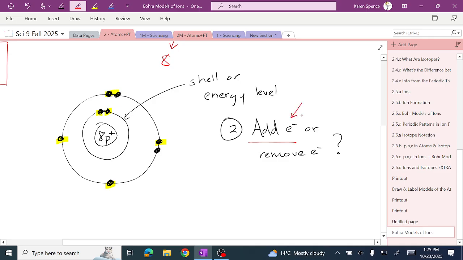Spencer. Yeah, it's going to be closer to full. So add electrons if it's closer to full. And that means we're going to remove them if it is closer to empty.